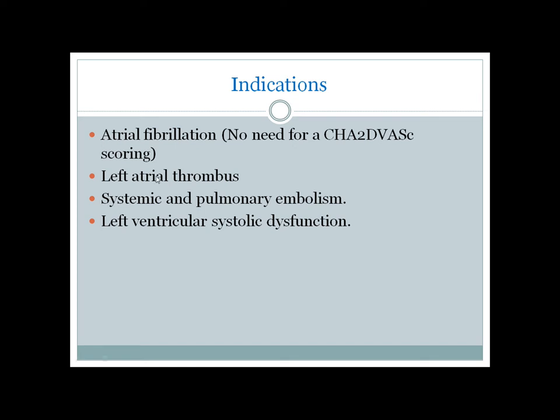The other indications are also straightforward. If you have a patient with left atrial thrombus, you must use an anticoagulant to dissolve the thrombus, and also a patient having a history or an acute attack of systemic or pulmonary embolism should be treated with anticoagulants. The other indication is left ventricular systolic dysfunction. This is also a high risk factor for development of thrombus and thromboembolism.